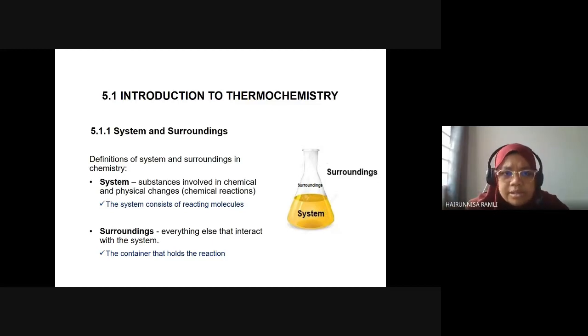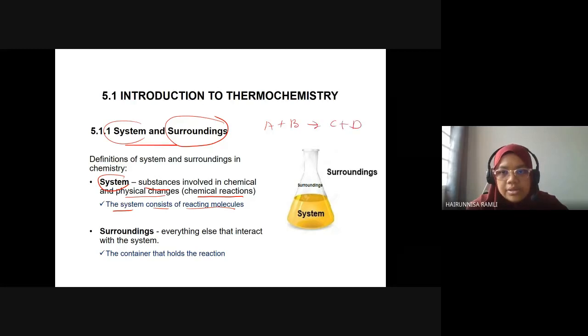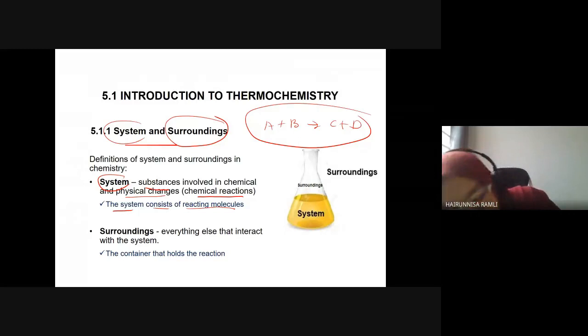when we mention thermochemistry, there will always be the definitions of system and surrounding. So you must first understand what is system and what is surrounding. The definition of system here is the substances that are involved in chemical and physical changes. So actually it is whatever we want to study. Because in thermochemistry we study chemical reactions, that chemical reaction is the system. That's why it says here the system consists of reacting molecules. Like A plus B produces C plus D. This reaction is what we call a system.